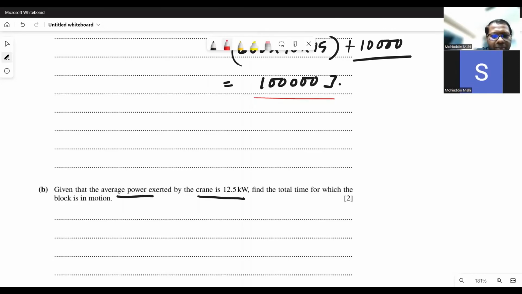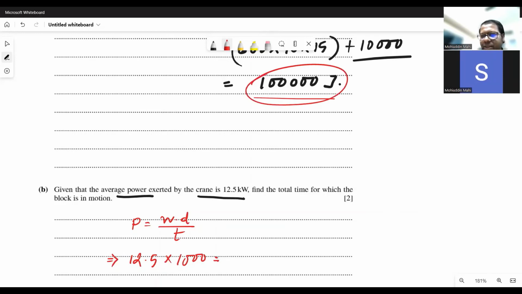So we know the formula, power equals work done divided by time. So here power is 12.5 kilowatt. So that means 12.5 into 1000 watt. We need to convert it into watt. And work done is the total amount of energy spent by the crane. That was 100,000. And time we don't know yet, so make t the subject, so the value is going to be 8 seconds. So that means the crane was in motion for 8 seconds.